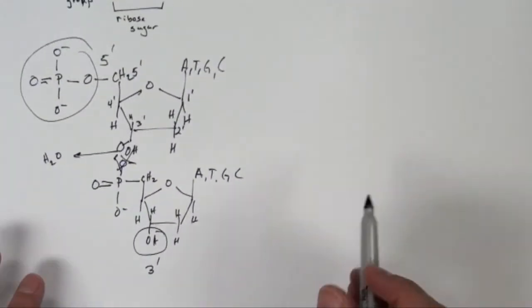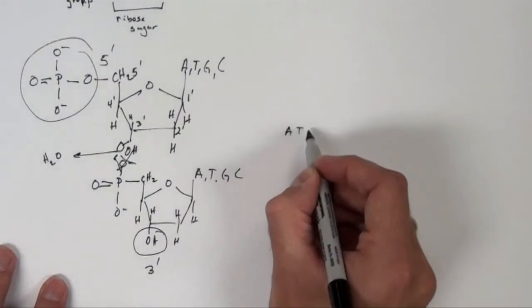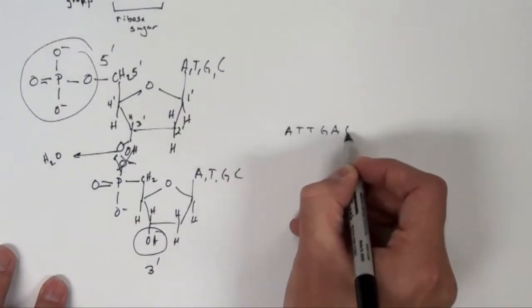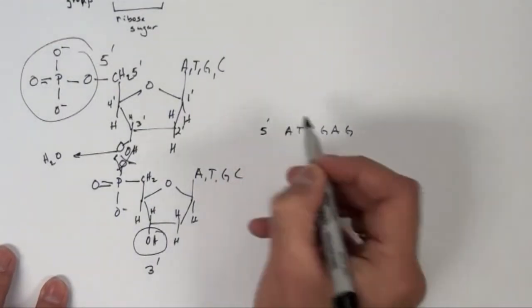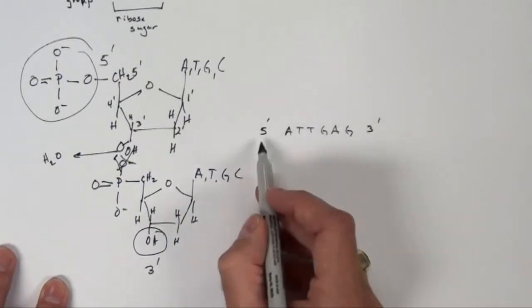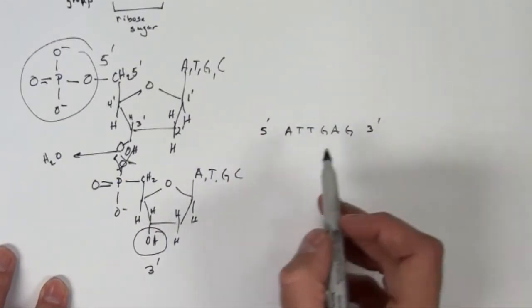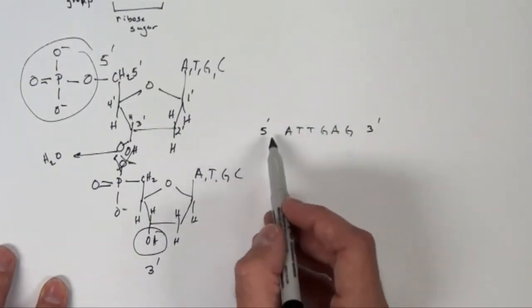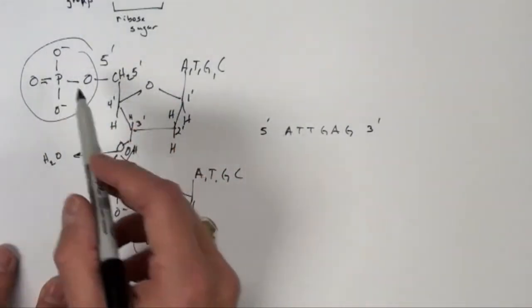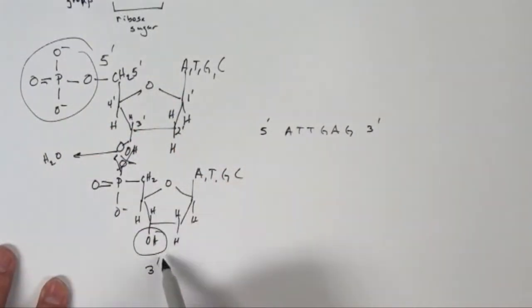So in terms of nomenclature, we'll typically write strands of DNA in this manner, and we give it a labeling. So we've got a 5' end and a 3' end. What this means is this end would correspond to this part, and this 3' end would show the end that's unbound on the 3' hydroxyl end.